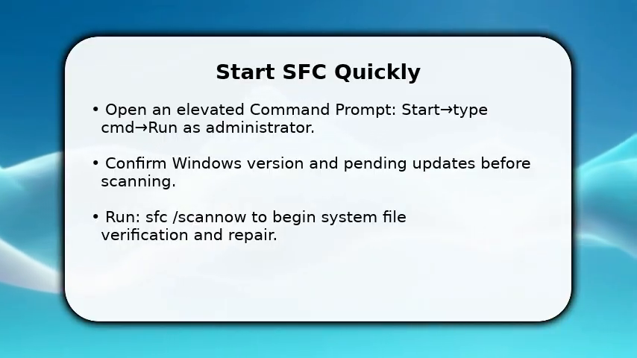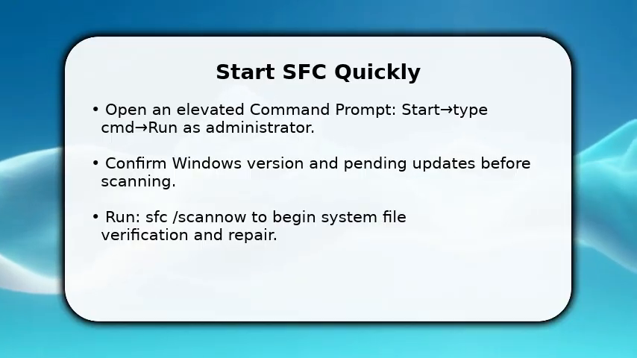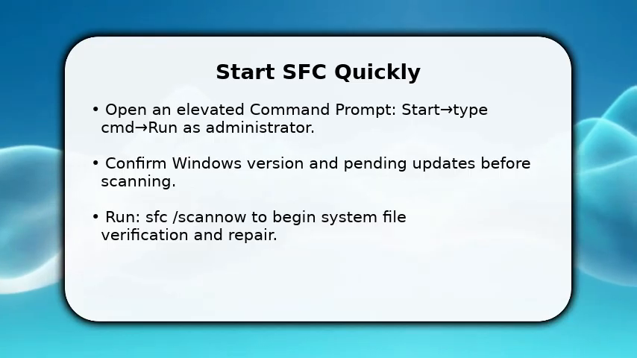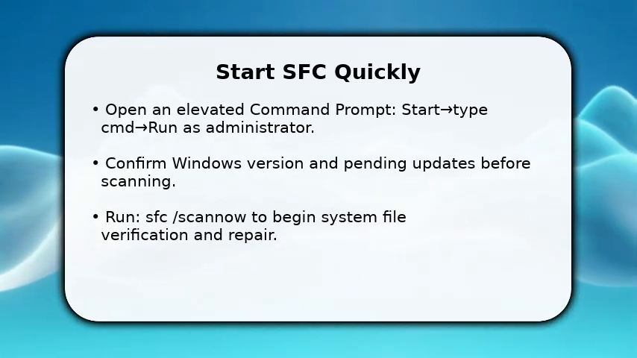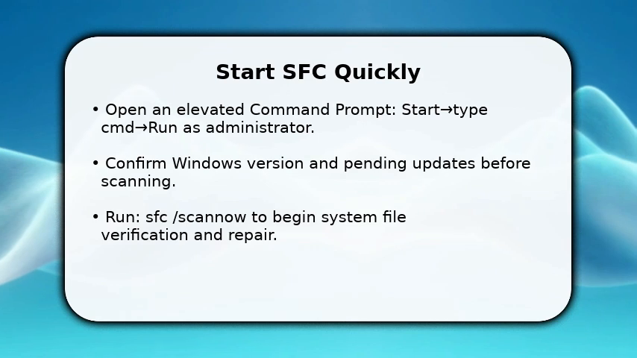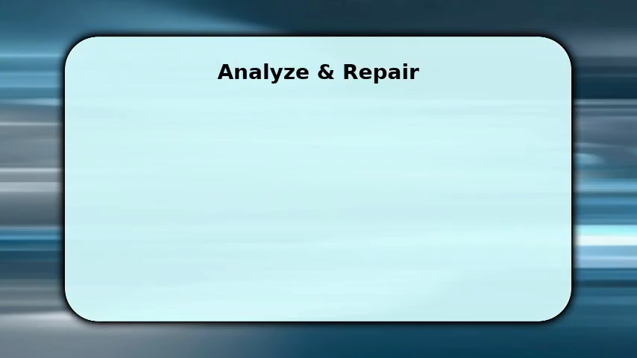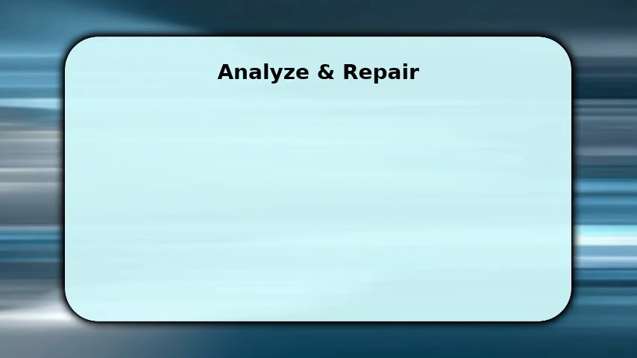This triggers an immediate integrity scan of protected files and attempts automatic repairs. You'll see progress percentages. Let it reach 100% without interruption, so SFC can complete its verification and replacement steps. Once SFC finishes, read the result message so you know whether files were fixed, not found, or corrupted beyond repair.